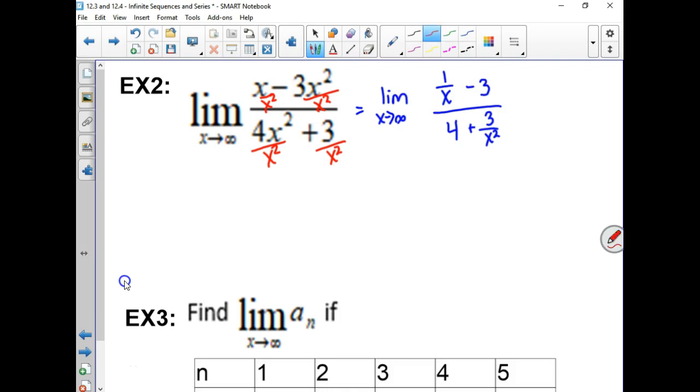What does anything with a variable in the denominator become? 0, right? 1 over x gets closer and closer to 0 as x approaches infinity. 3 over x squared also gets closer and closer to 0. So I end up with 0 minus 3 over 4 plus 0 when I take those limits, and I get negative 3 over 4. So this expression is going to get closer and closer to negative 3/4, negative 0.75.